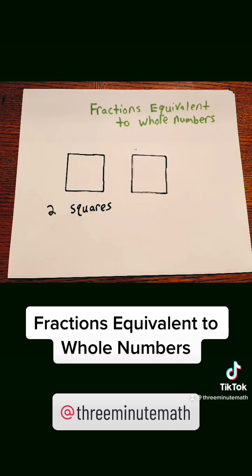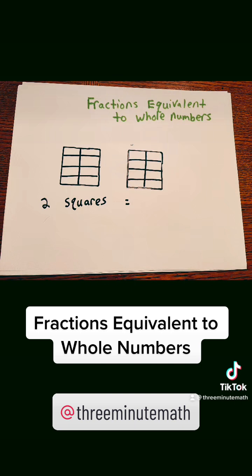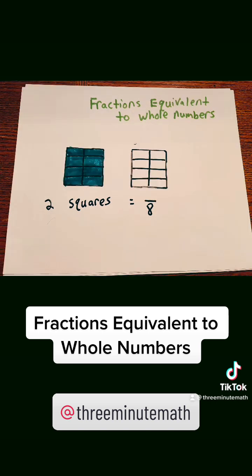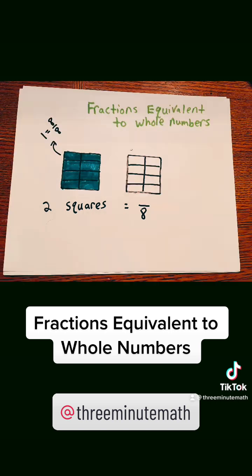Now let's look at two wholes. I break these two wholes into 8 parts apiece, so my denominator will be 8. Remember, the denominator shows how many parts are in one whole. If I shade in 8 parts of my first square, I will have represented one whole. So again, that can be represented with 8/8.